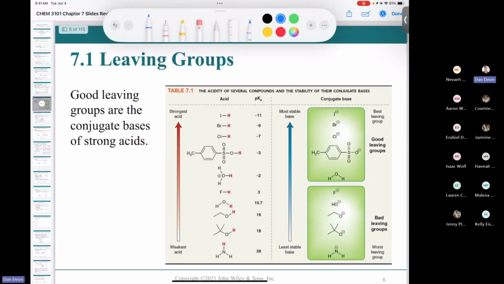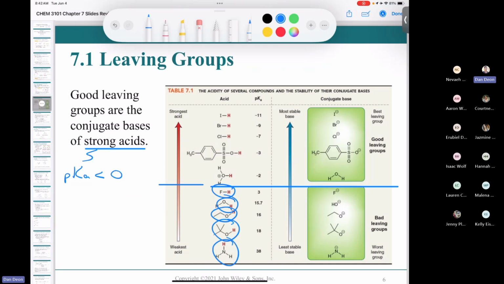So let's talk a little bit more about leaving groups. Here's the definition that I wrote down on the previous slide. Good leaving groups are nothing more than the conjugate base of a strong acid. What do we categorize as a strong acid? In this class, anything that has a pKa less than 0 we consider to be a strong acid. So you can see our cutoff would be somewhere around here, and everything below the blue line is a weak acid. So HF, H2O, ethanol, butanol, ammonia, those all have pKa's greater than 0. So that's why fluoride is not a good leaving group, because it's the conjugate base of a weak acid.